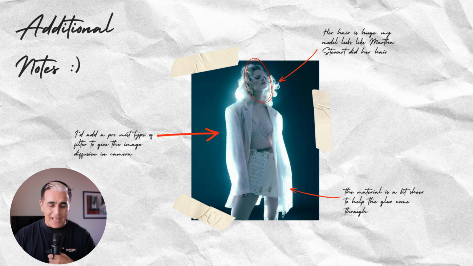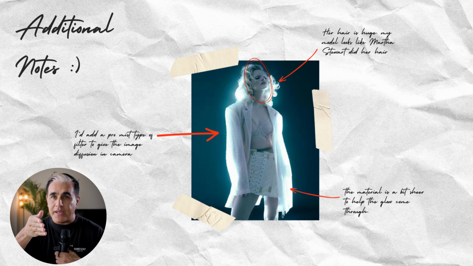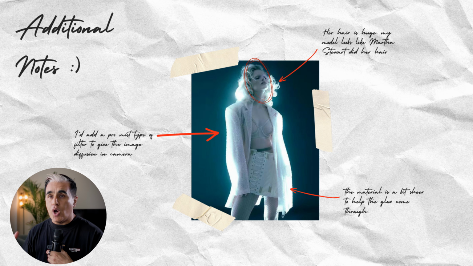The other thing that I want to say is that it seems like some of the material on the blazer that she is wearing is a bit sheer, and that means that the light isn't bouncing from it, isn't going around it. The light is actually going through it, and that helps enhance that glow also. And finally, we're going to build this out.